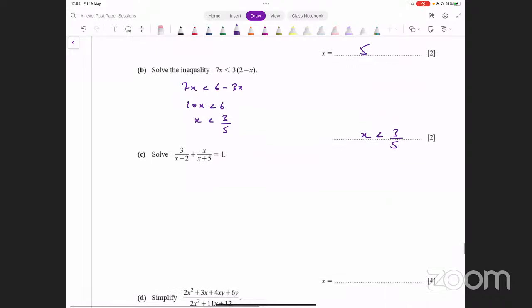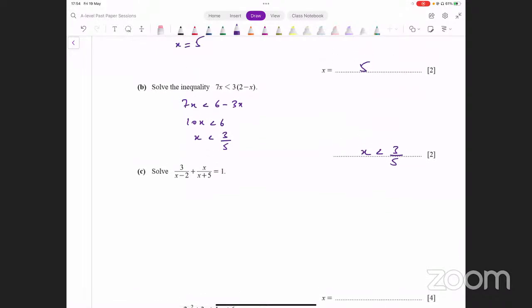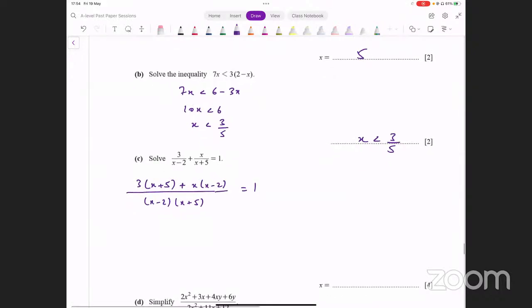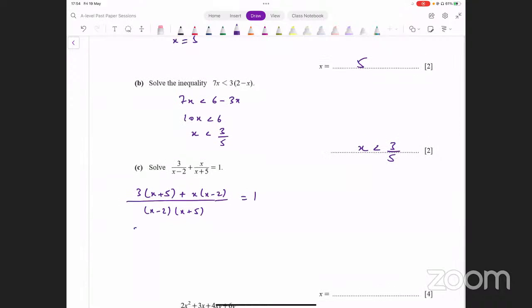Then we have to solve this equation. How do we do this? पहले LCM लेंगे, फिर क्रॉस मल्टीप्लिकेशन कर लेंगे. लेफ्ट पे LCM ले लेते हैं. डिनोमिनेटर में क्या आएगा, ये दोनों फैक्टर्स मल्टीप्लाई हो जाएंगे, x minus 2 into x plus 5. In the numerator we have 3 into x plus 5 plus x into x minus 2, that equals 1. Multiply the denominator on the other side. On the left side we have 3 into x plus 15 in the numerator plus x squared minus 2x.